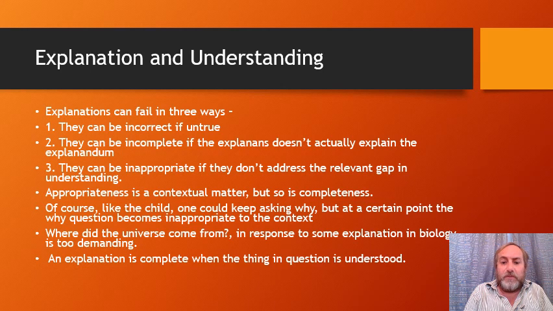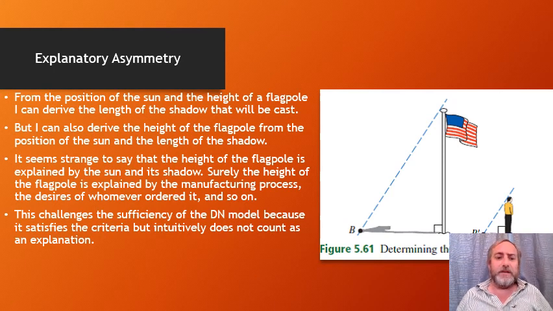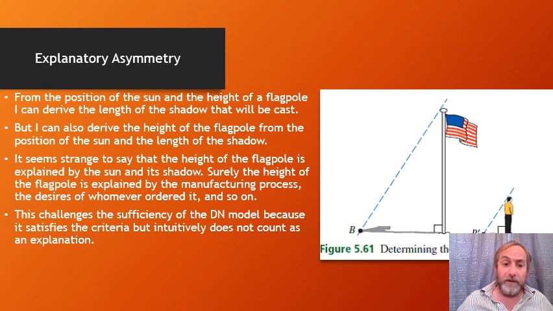Well, Scriven says when the thing in question is understood. Maybe a little vague, but maybe that's the best we get, right? Okay, so that's sort of it for Scriven, but there is a little more to say about well-known objections to the deductive nomological account of scientific explanation. So I want to make sure that you see those as well.